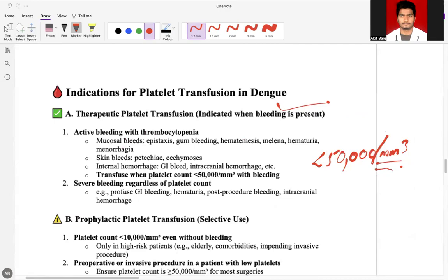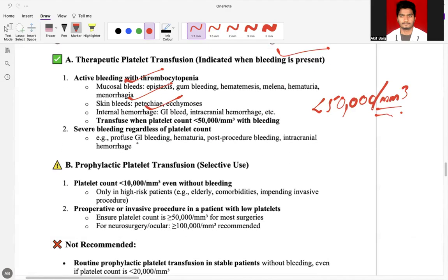So active bleeding could be either mucosal bleeds, skin bleeds, or internal hemorrhage like GI bleed, intracranial hemorrhage, etc. Transfuse with platelets less than 50,000 with bleeding. And suppose there is severe bleeding, regardless of platelet count, you should give platelet transfusion, like profuse GI bleeding, hematuria, post-procedure bleeding, intracranial hemorrhage. If such a thing is there, you have to give platelet transfusion irrespective of platelet count.